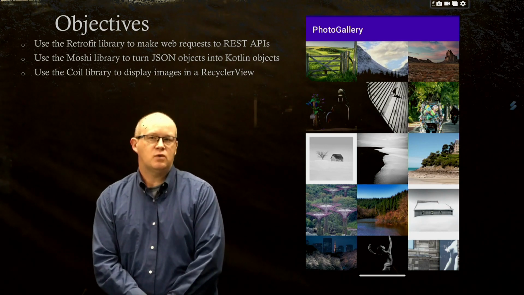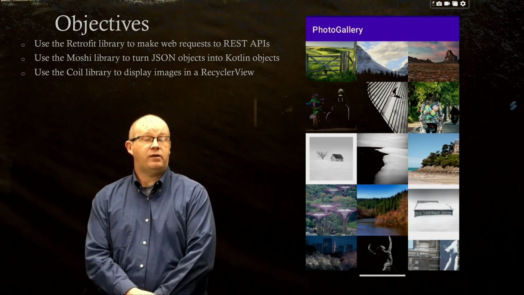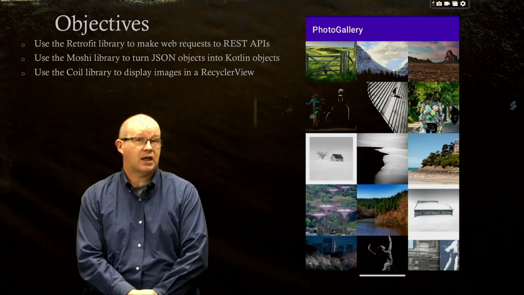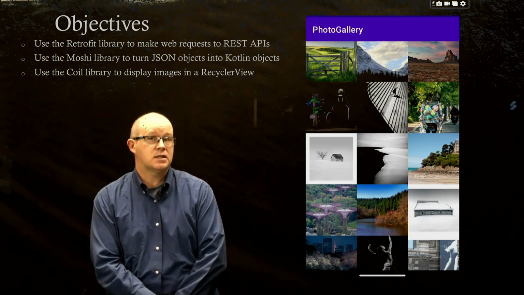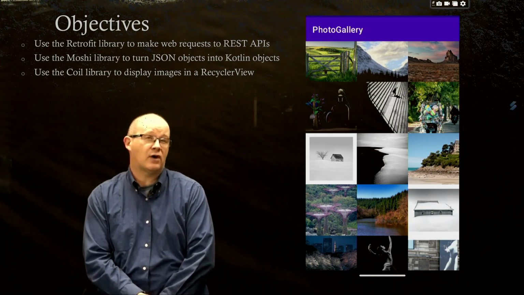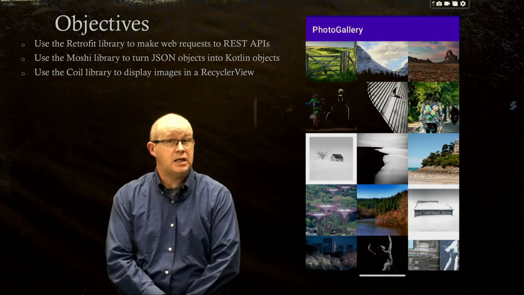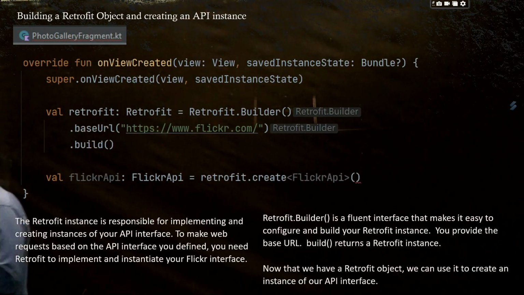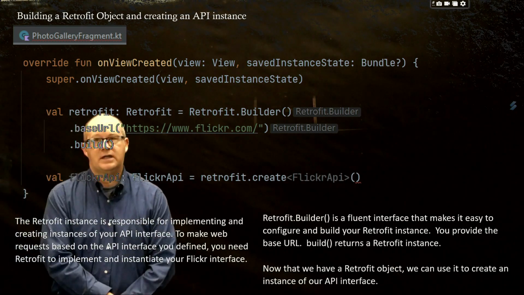In the previous video, we created a FlickrApi. It was meant to make an interface so that we could create instances of Retrofit. In this video, we are going to go into our fragment class in onViewCreated, and we are going to put in some code that is going to get us objects of our interface.